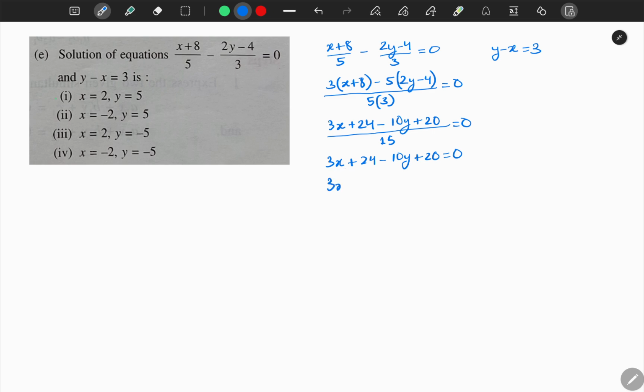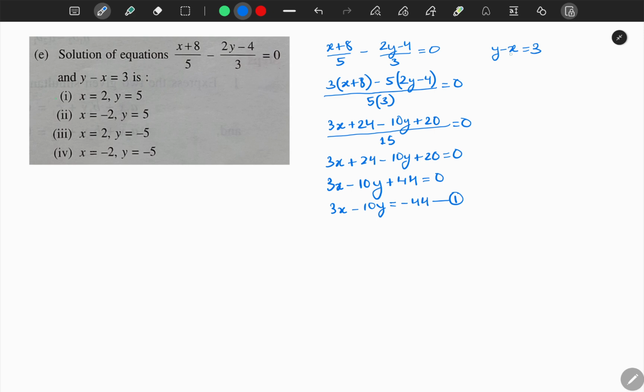Now I'll write 3x as it is. Then I'll write minus 10y. Plus 24 plus 20 will give me plus 44. Standard form to write this equation is 3x minus 10y. 44 should go that side, it's plus here, goes there in subtraction, equals minus 44, and I'll name this one as my equation number 1.